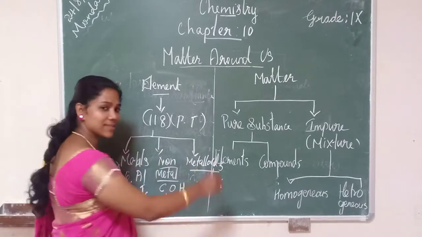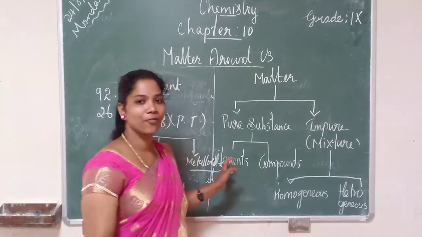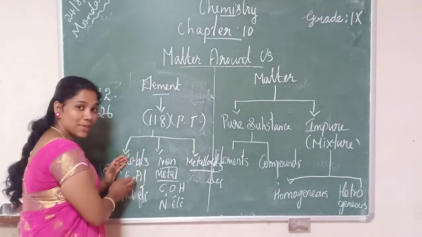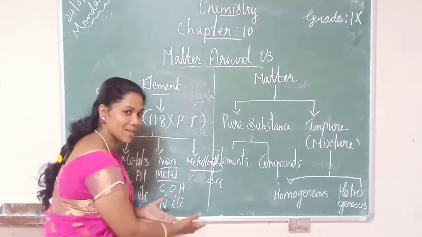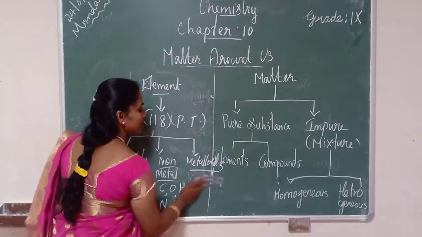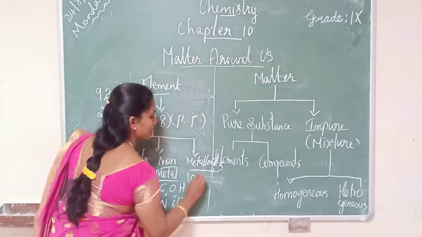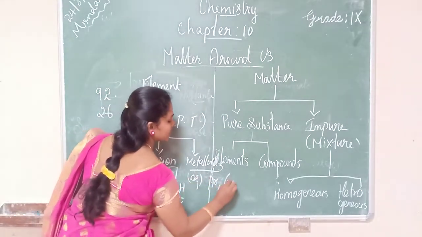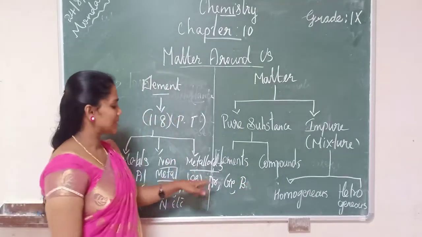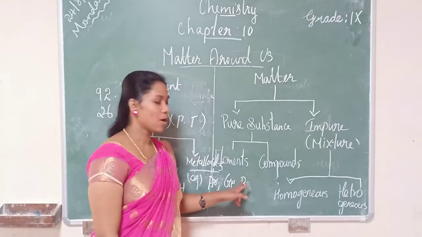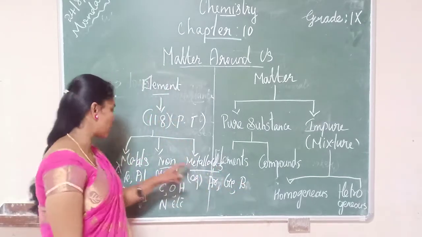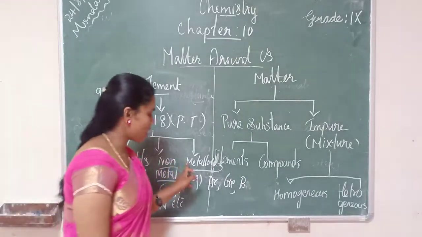What is this metalloids then? It shows the properties of both a metal as well as non-metal. You cannot say it is a metal as well as it is a non-metal. It has both the properties. Say for example, you can say arsenic, germanium, boron, etc. So, what are the metalloids? Arsenic, germanium, boron, silicon, etc. They come under metalloids, and show the properties of both metals and non-metals.